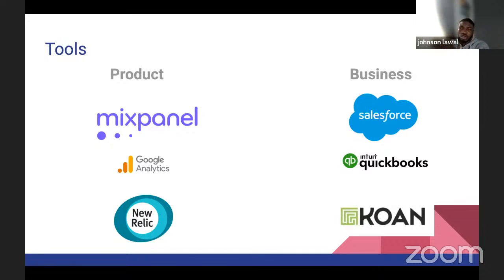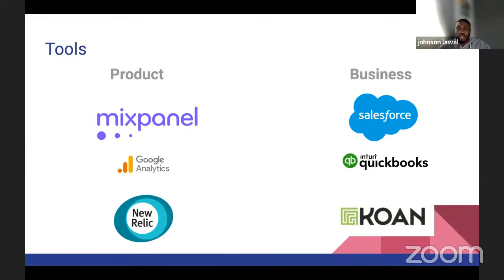Some of those tools are what I listed here. For the product side, we have Mixpanel, an analytics tool that helps to measure how users engage with your product. You have Google Analytics, which is very popular. It helps you measure how many people visit your site, how long they spend on the page, what countries they are from, and their demography and age range. All these insights can be used to measure your products, get the actual metrics, and then make insightful product decisions.